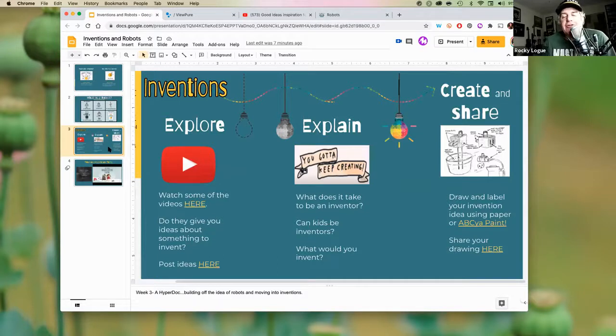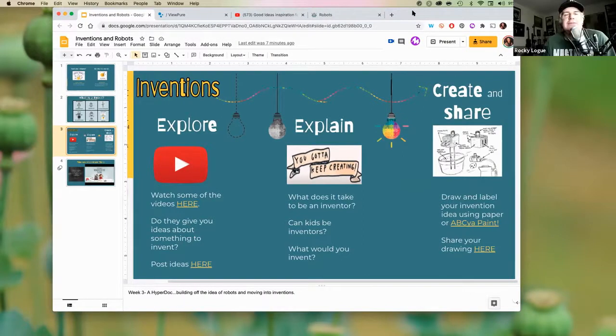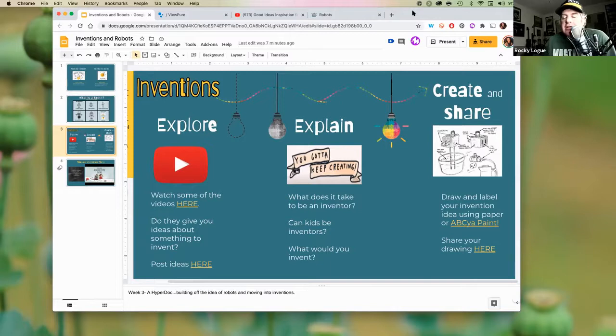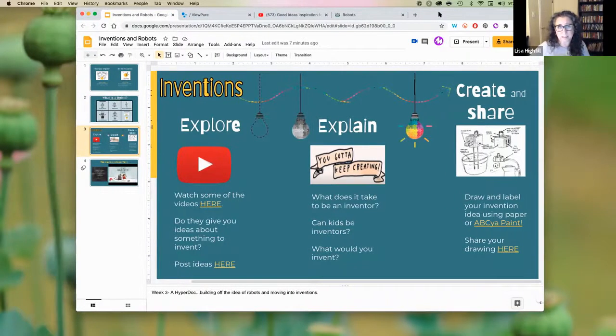And also, if a kid is absent on a day, or a kid is going on, we have kids that take, it's not a leave of absence, an independent study contract. Well, here's your lesson. Log into this, and you can do the same lesson we're doing in class, even though you're not here with us. Exactly. And that's the thing, a really well designed lesson, whether it's digital or not, this Hyperdoc is good whether you're in class or not in class.